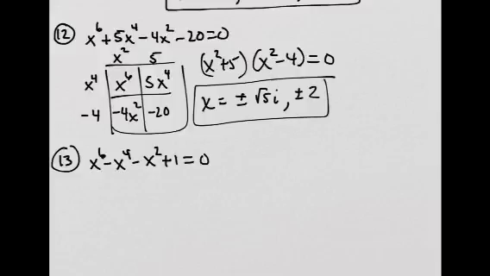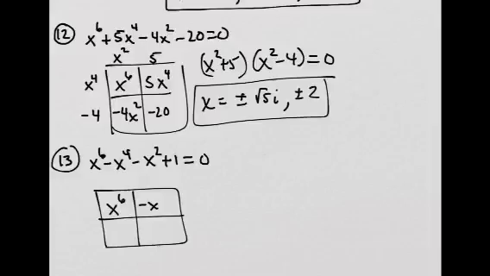13 looks like 12 in the structure, where you have 4 terms and even powers, and the coefficients look like it's going to work in this form, factor by grouping. So I'm going to try it. Okay, so the greatest common factor in the first row is x to the fourth. And so x squared times x to the fourth is x to the sixth. Negative 1 times x to the fourth is negative x to the fourth. And then right here, negative 1 times x squared is negative x squared. And then negative 1 times negative 1 is 1.